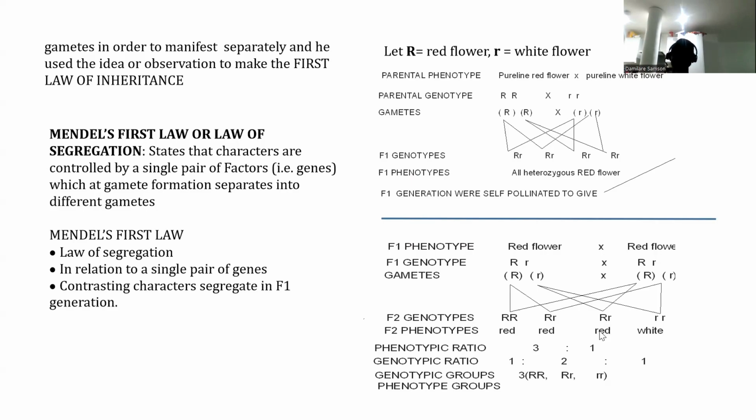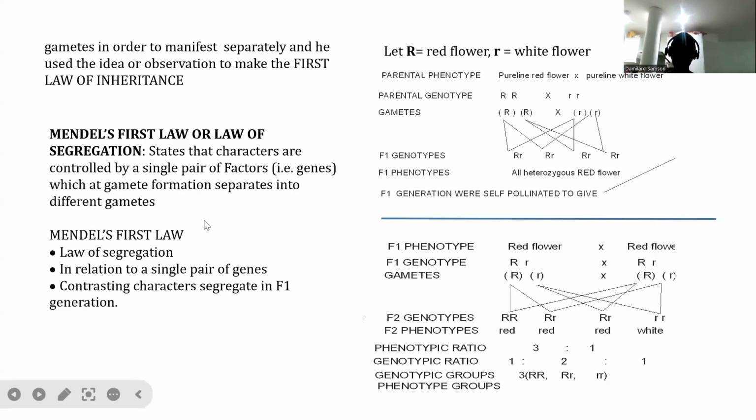So Mendel's first law is called the law of segregation. In relation to a single pair of genes, contrasting characters segregate in F1. Contrasting characters segregate in F1. Now, since I have it here, I think it's very easy for me to explain it here. I would have made use of a whiteboard, but I don't think we really need it because it is self-explanatory from what we have here.